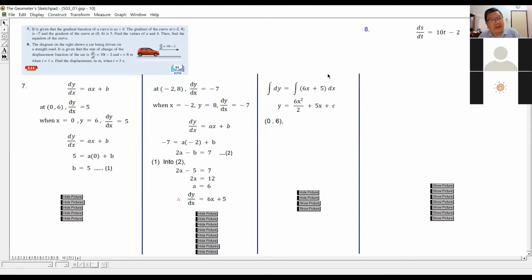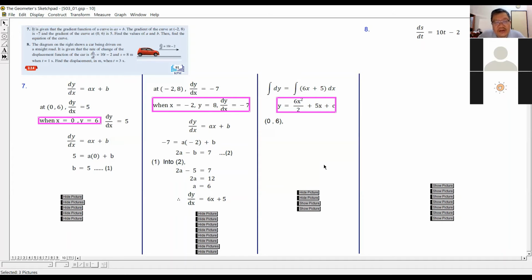Now actually we have 2 points. One point is (0, 6). Another point is (negative 2, 8). You can substitute either one of these points into the equation of the curve to find the value of c. Which point is more useful? Is easier, not more useful. Which point is easier?